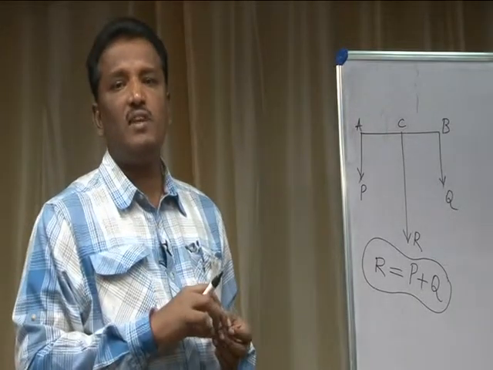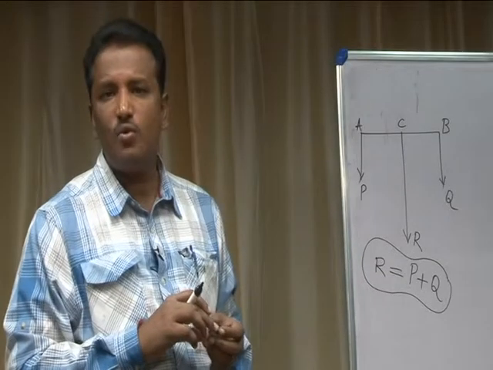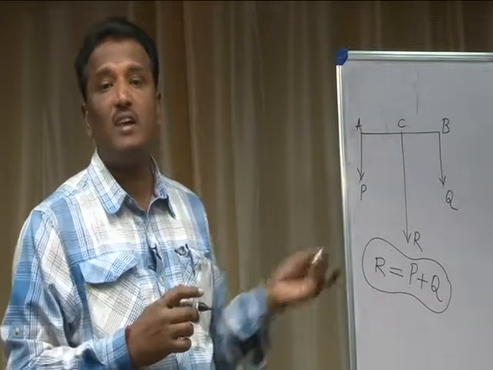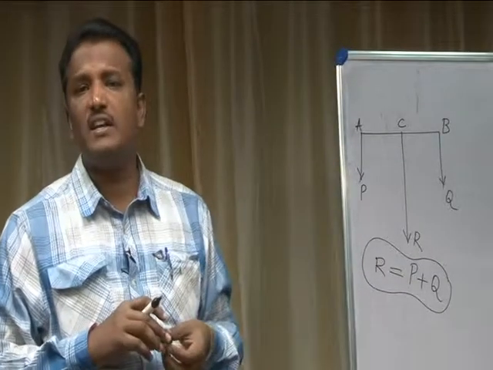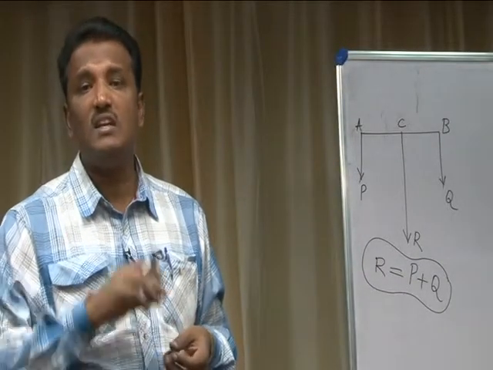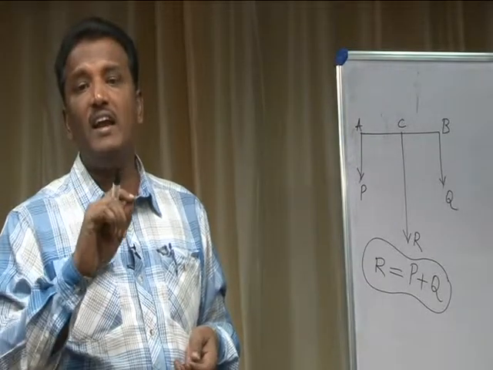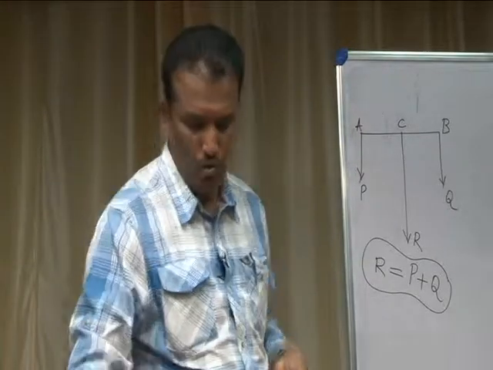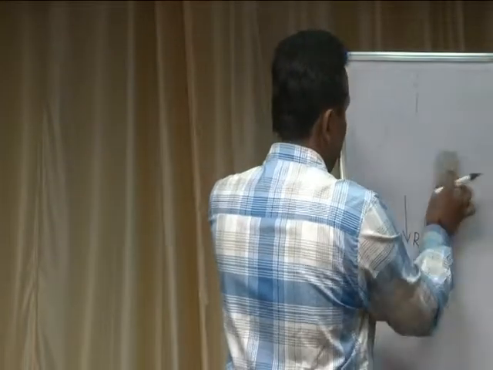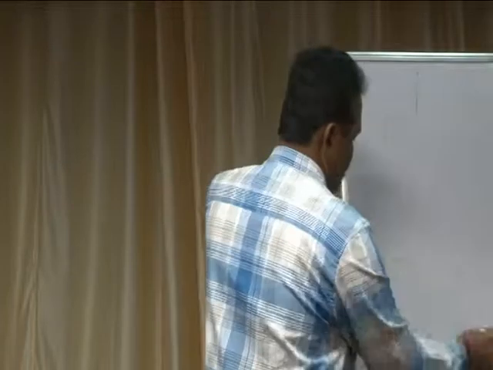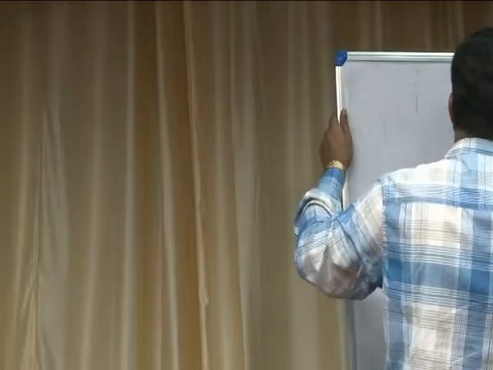The direction of the resultant in case of like parallel forces is the same as the direction of either of the two forces. The direction of the resultant in case of unlike parallel forces is the direction of the greater force out of the two. So, this is the brief information about like and unlike parallel forces and their magnitude and resultant.